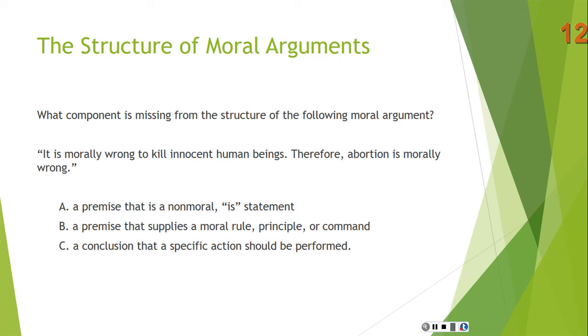All right, now look at the argument we have. Premise 1, abortion kills an innocent human being. Premise 2, it is morally wrong to kill innocent human beings. Conclusion, therefore abortion is morally wrong. So we were missing a non-moral is statement. Now we've got a decent argument where the conclusion follows from the premises.